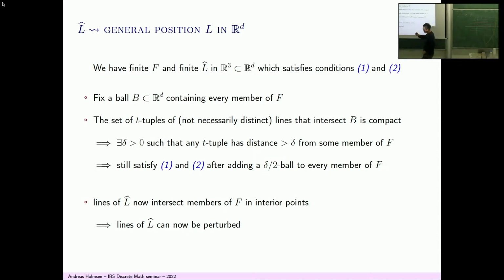And then you can blow up each member by a small delta half. Then it means that all your original lines, not in general position, L hat, intersect each ball in interior points, and now you can perturb them a little bit. Okay, so that is sort of the order in which we have to do things. So that sort of is the end of the proof.